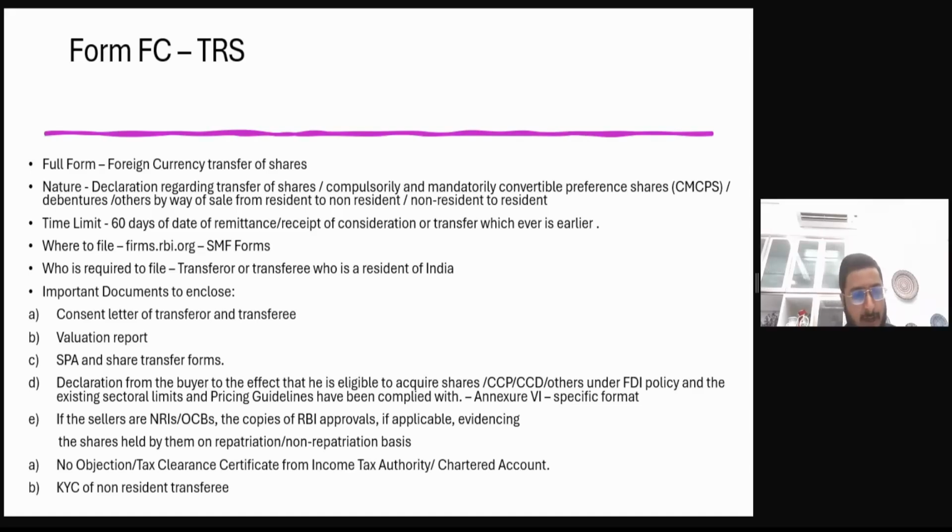Then you may require a no objection or tax clearance certificate from the chartered accountant. If the remittance is going outside India, and there's a transfer of shares, Form 15CA/CB is required. TDS will have to be seen, how to go about it. And KYC of the non-resident transferee from his foreign bank is a must.